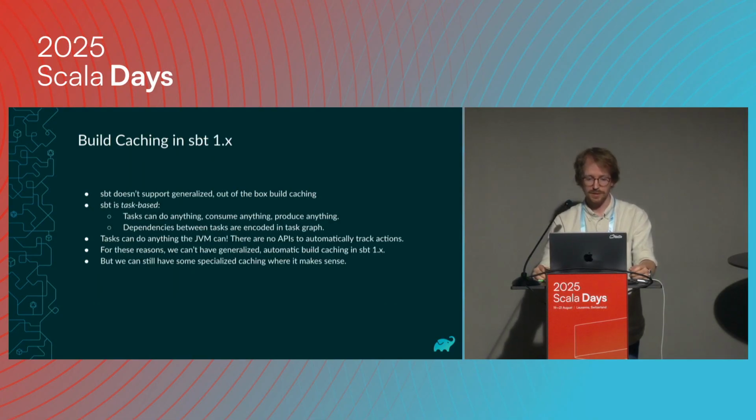In sbt 1.x, we do not have this, because sbt is task-based. And a task can do basically anything that you could do on the JVM. You can consume anything, you can depend on other tasks, which can produce any arbitrary result. But at least we have the dependencies between those tasks encoded in the sbt task graph.